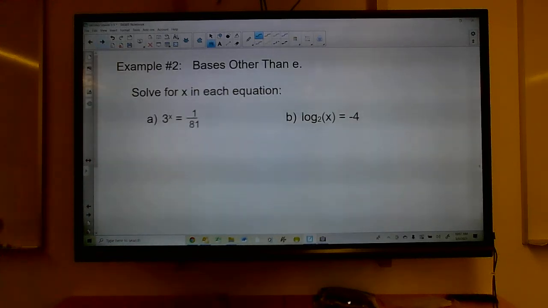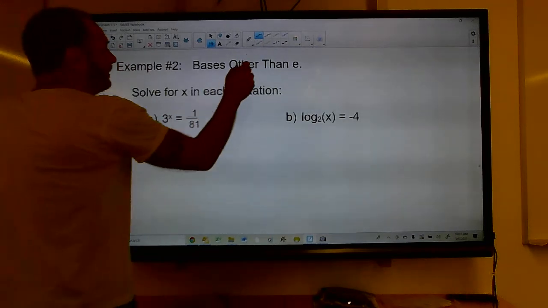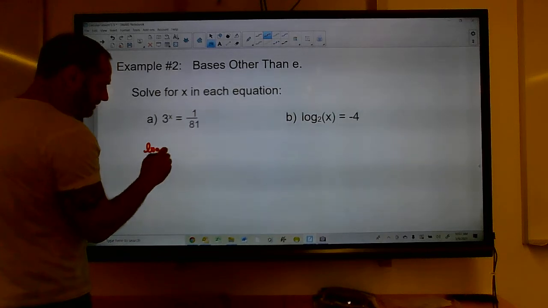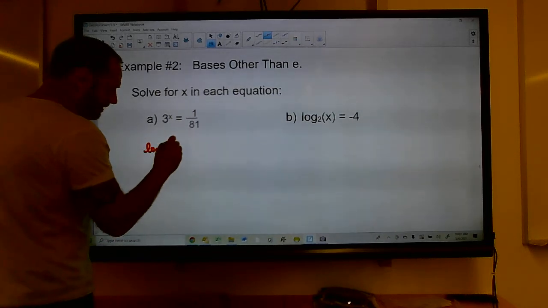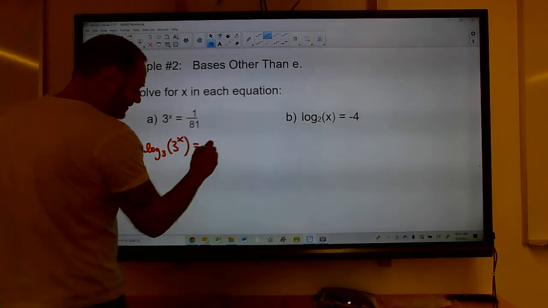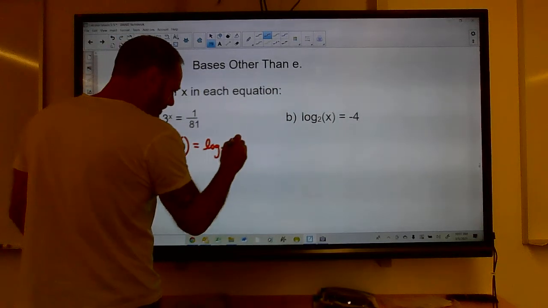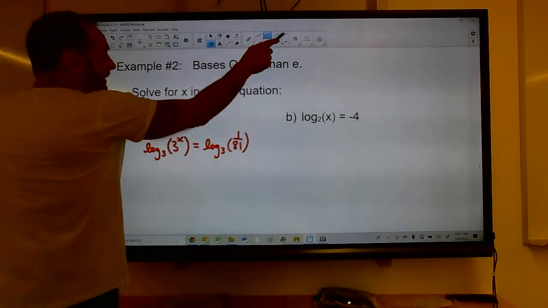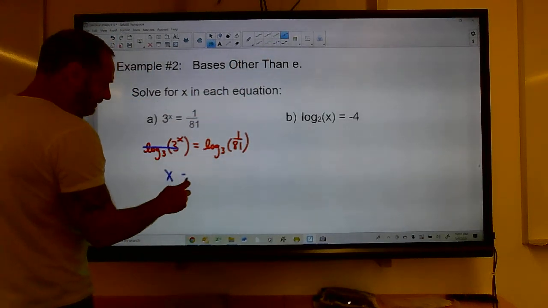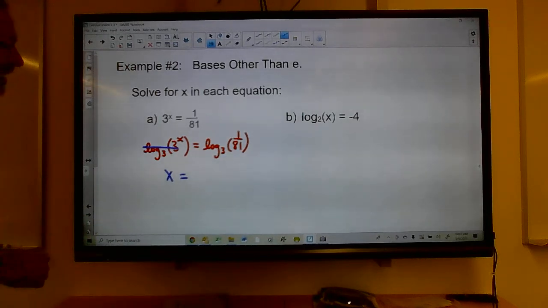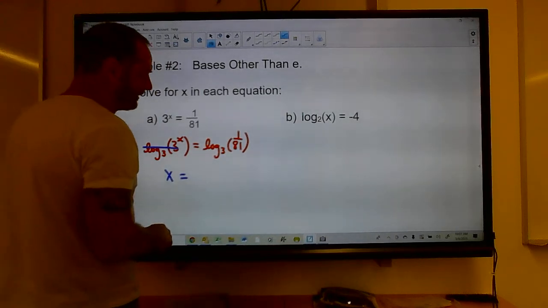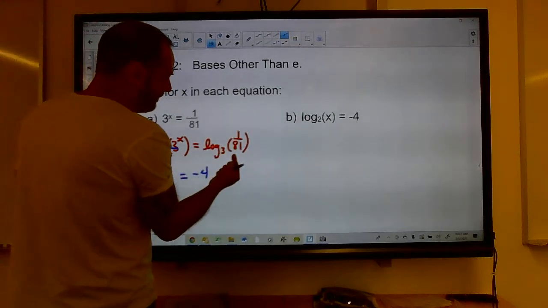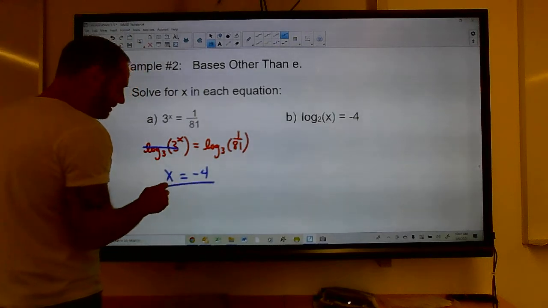Okay, solve for x in each equation. So here's what I can do: I want to get rid of that base 3, so I'm going to take the log base 3 of 3 to the x on both sides. Now this cancels, and I get x over here. And the log base 3 of 81, let's see, that's going to be negative 4? So it's going to be negative because I need to flip it over, and then 3 to the 4th power is 81.